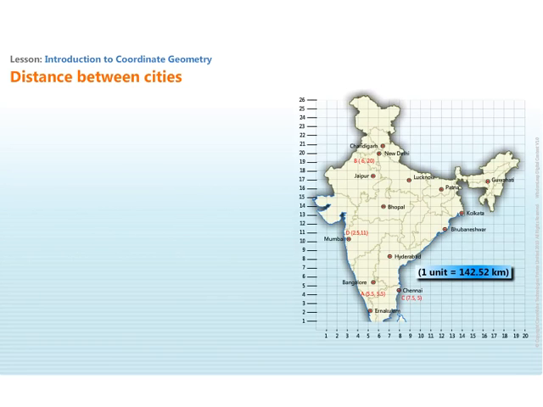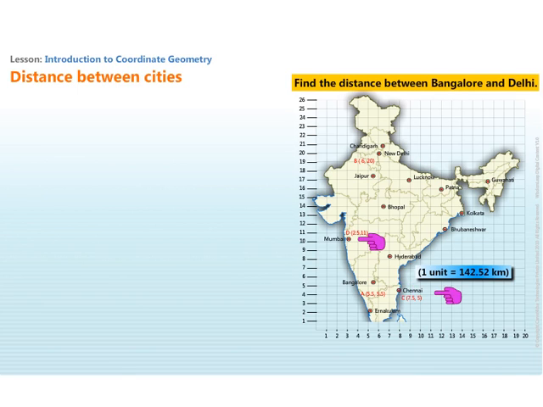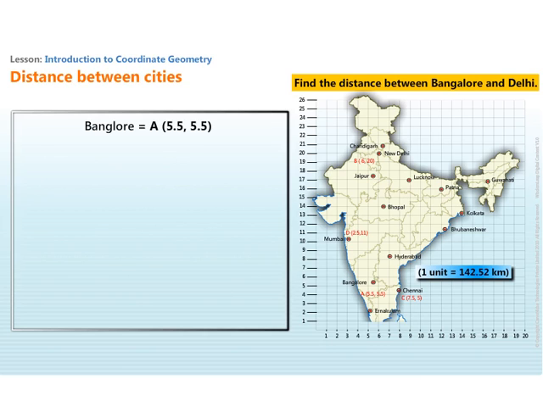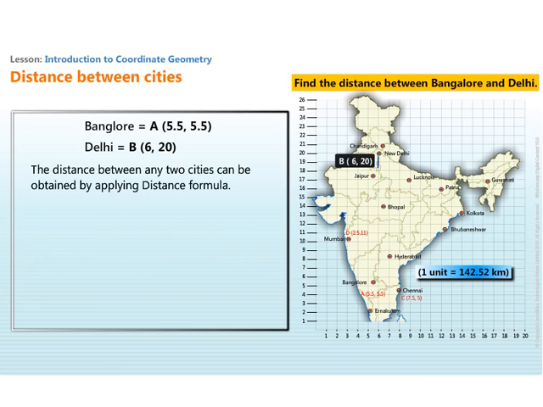Now, let us apply the distance formula to a real-life situation. Determine the coordinates (x, y) for the cities: A. Bangalore, Delhi, B. Chennai, Mumbai, and find the distance between the cities Bangalore and Delhi. On observing the map, the x-y coordinates of the cities are as follows. Bangalore is A (5.5, 5.5). Delhi is B (6, 20). The distance between any two cities can be obtained by applying the distance formula.